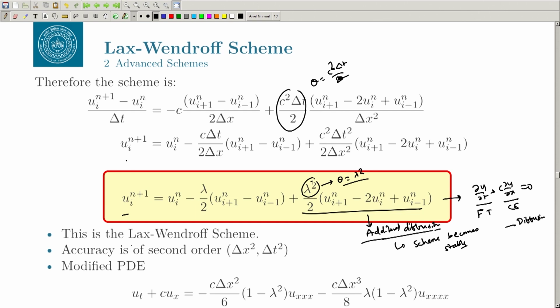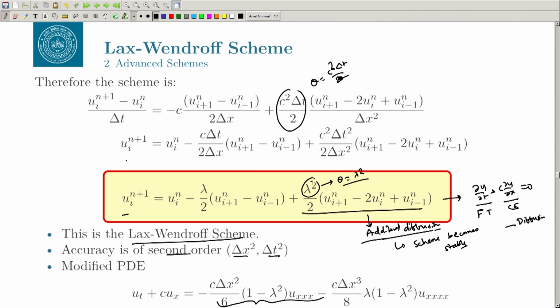So, this is your Lax-Wendroff scheme. Unlike the Lax-Friedrichs scheme, where the order of accuracy decreased, here the accuracy is of second order. So, your accuracy remains maintained. You can go back and do the modified PDE analysis, and you will see that the first term that you are getting is the dispersion term.